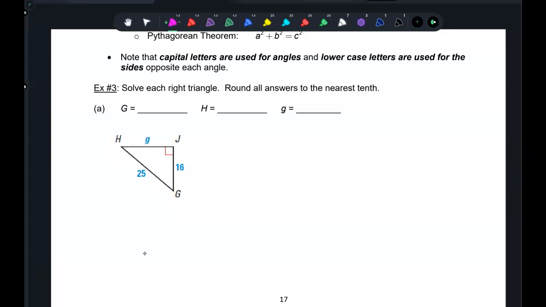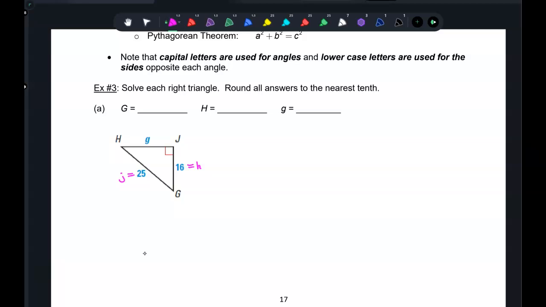So for example, in this one, capital J is here, so lowercase j is 25, right? And capital H is here, so lowercase h is here. Okay, so when it says solve each right triangle, that means I have to find anything that's missing here. So I'm looking for angle G, I'm looking for side g, and I'm looking for angle H.